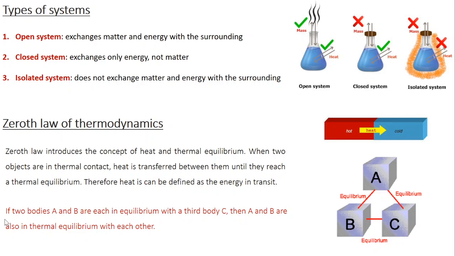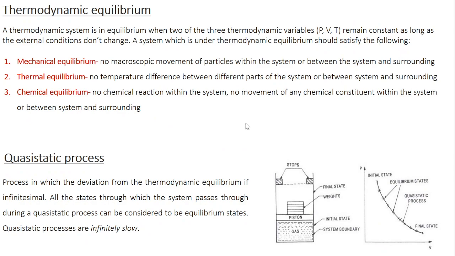So it states that if two bodies A and B are each in equilibrium with a third body C, then A and B are also in thermal equilibrium with each other. So you have three objects A, B, C. A is in equilibrium with C, B is also in equilibrium with C, which means that all the three bodies are in thermal contact. So there is an inherent heat transfer between these three bodies, which makes sure that A and B are also in thermal equilibrium.